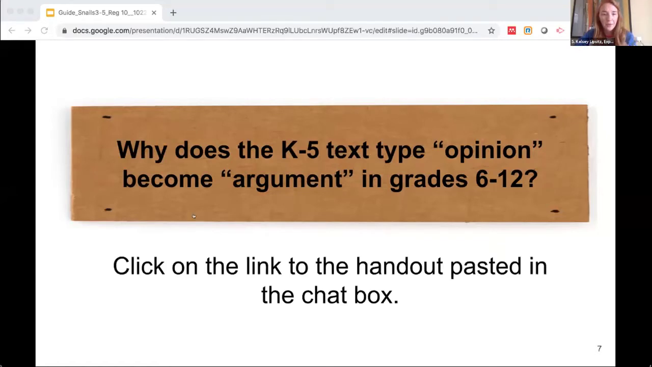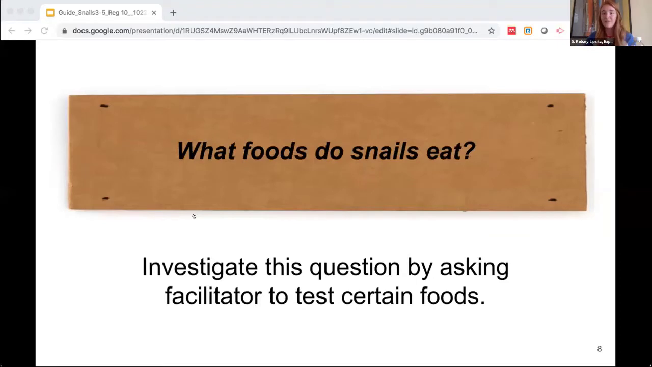So with that, we are going to investigate one of the questions that came up in the chat box earlier, which is, what do they eat? What foods do snails eat? We're going to investigate that question together as a group. We have several different food options that we'll show you in a moment. And again, you all are in the driver's seat, so you'll be able to tell us which foods you'd like to test. But before we investigate, it's important to know what type of evidence or data we're looking for.